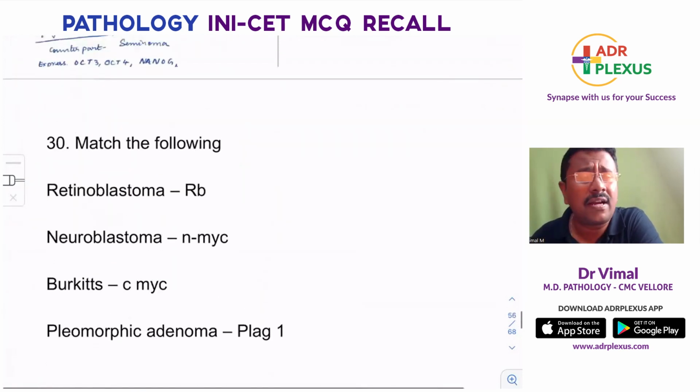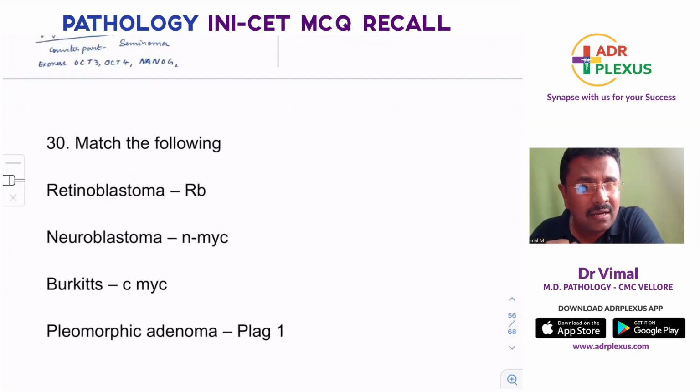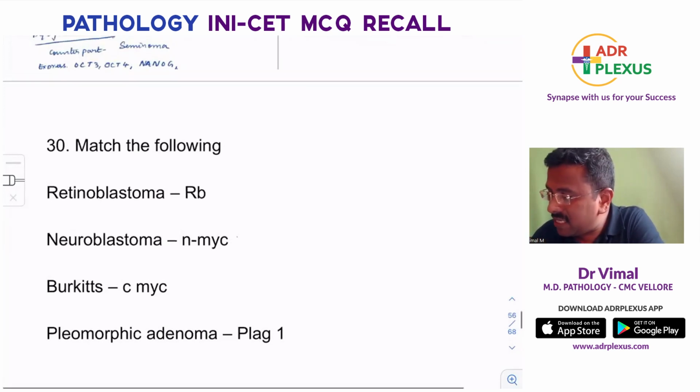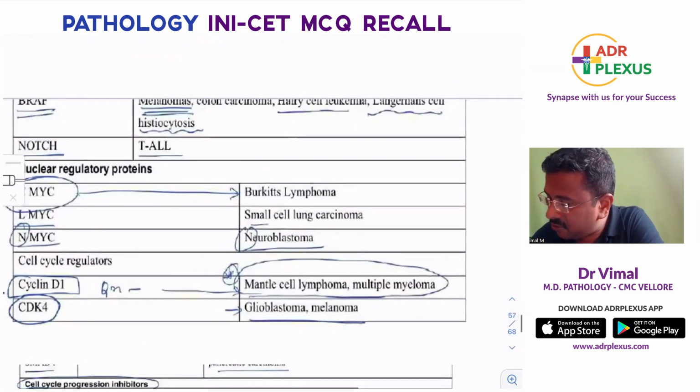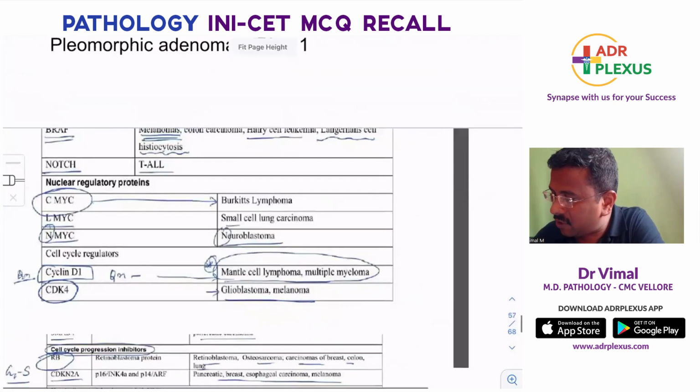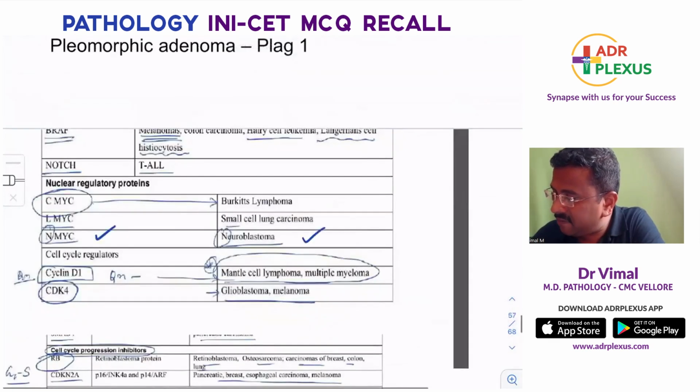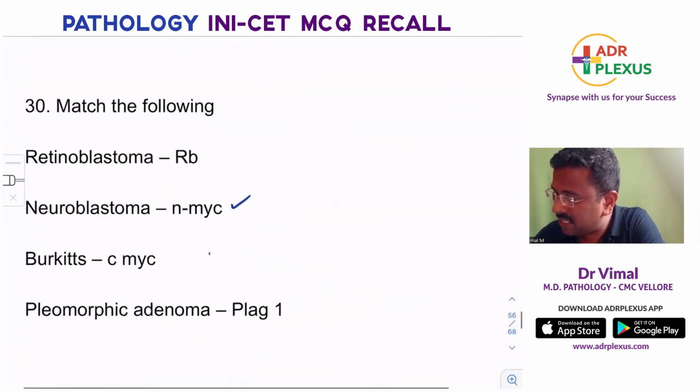And next is also quite a very easy and simple one. It is a match the following, and the easy options are retinoblastoma, the RB gene, and neuroblastoma, which is N-MYC. If you remember, I would have told you the mnemonic: N for N. You can see this in our workbook, N-MYC, N for N, that is neuroblastoma. And C-MYC is for Burkitt's lymphoma.